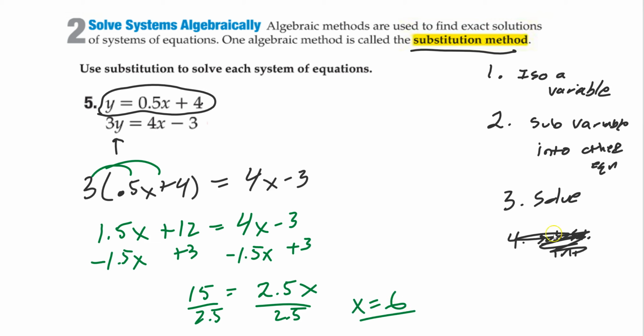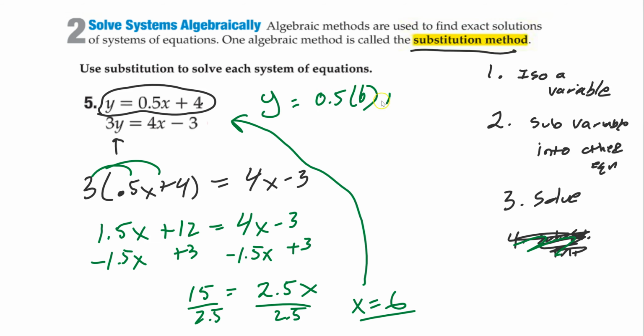So we have our x, and what I was trying to say at the very end here was, hey, you're not done, you've got to find your y. So plug it back in. You can plug into any one you want. This is the easier one. So 0.5 times 6 plus 4. Half of 6 is 3. 3 plus 4 is 7. So there you go. Y is 7, x is 6. We're going to write that as a point. And that's how you do substitution, right? You isolate a variable, plug it into that equation.